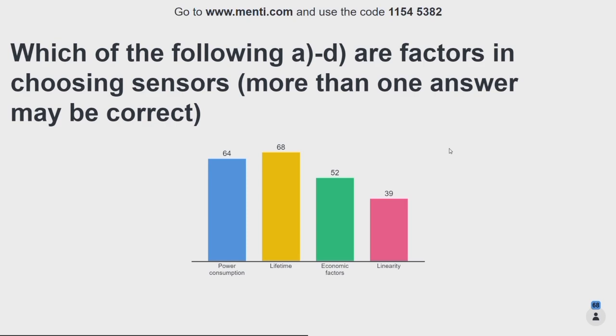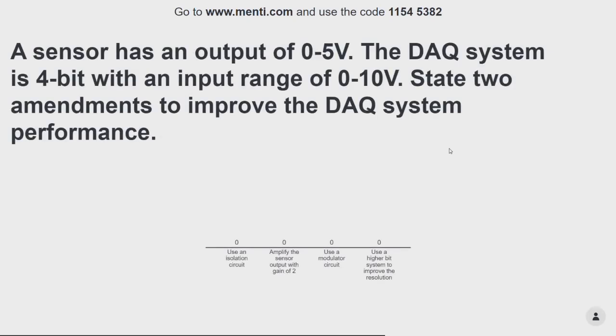Okay, let's have a look at the next one. A sensor has an output of 0 to 5 volts. The DAQ system is a 4-bit with an input range of 0 to 10 volts. State two amendments to improve the DAQ system performance. So how are we going to improve this data acquisition system performance? What can we do? Which of these are correct?